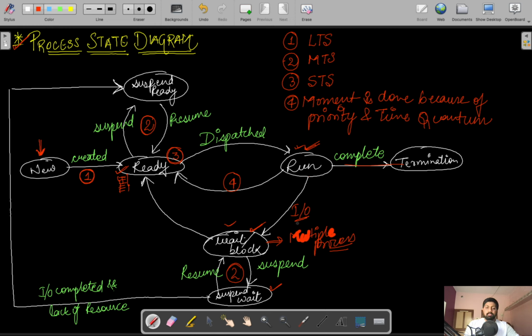Now once the wait block is successfully completed for that process, the IO operation, it moves to the ready state again, and it waits for its turn to be dispatched and moved to the running state.